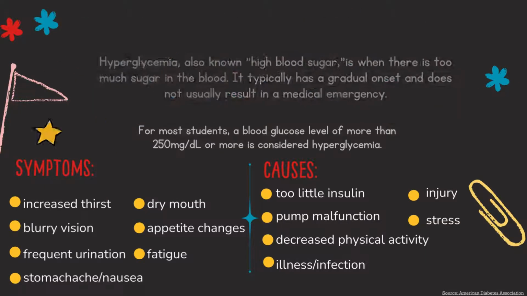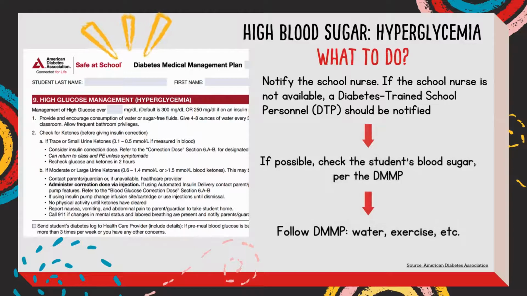So, what do you do to help a student who is experiencing high blood sugar or hyperglycemia? Just like with hypoglycemia, steps to take should be outlined on the student's diabetes medical management plan. First, notify the school nurse or a diabetes-trained school staff member. If possible, help the student check their blood sugar. From there, the Diabetes Medical Management Plan provides instructions for treating the hyperglycemia. This may include having the student drink water or do some physical activity.